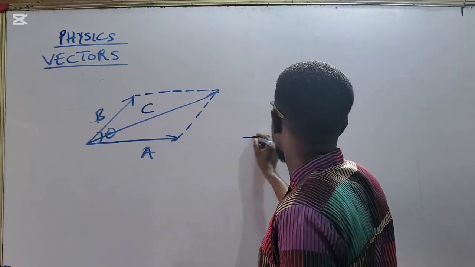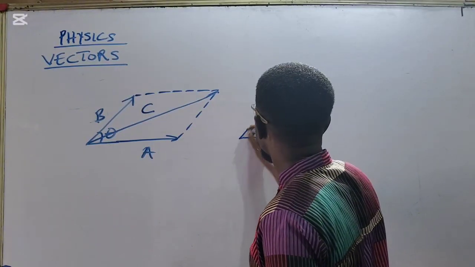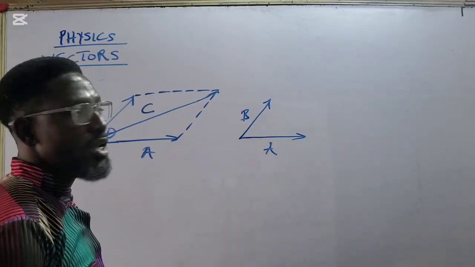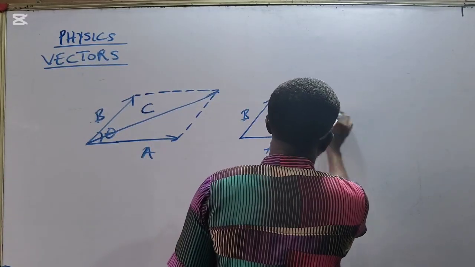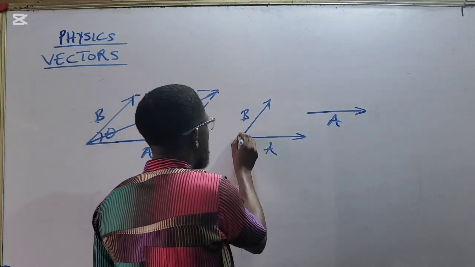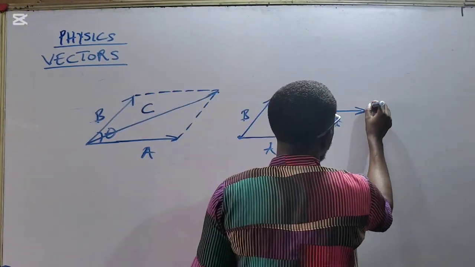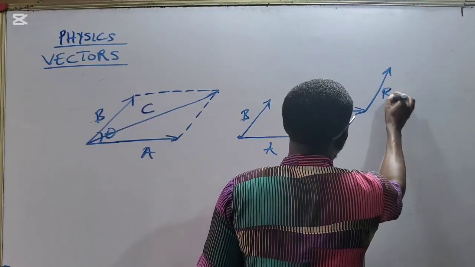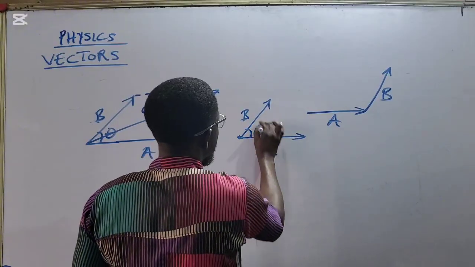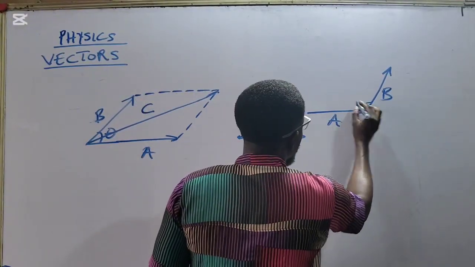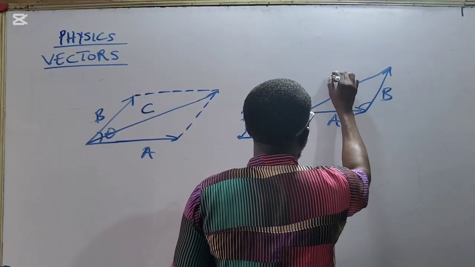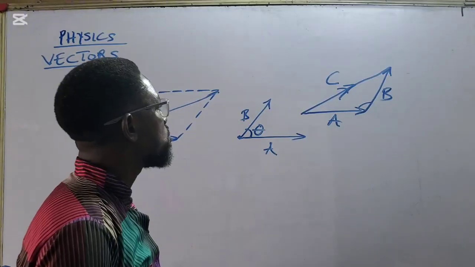You have vector A, you have vector B. If I want to make use of the triangular law, I'll draw vector A again. Then the tail of vector B, I'll join to the head of vector A. And since the angle between them was theta, which is here, I'll get the inner angle. Before then, this third line that joins them together becomes the vector sum A plus B.